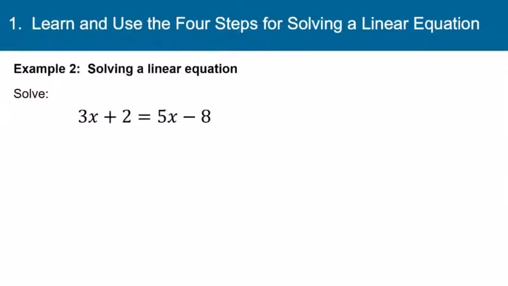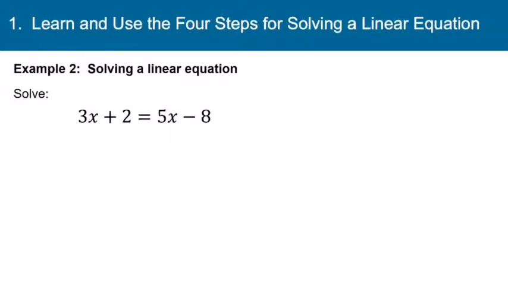Here's example 2, and you can see that this equation is slightly more complicated than the last one because this equation has both variable and constant terms on both sides of the equal mark. But let's still go through our 4-step process. Step 1 is to simplify each side of the equation separately if possible. On the left side, there are no terms that can be combined. On the right side, there are no terms that can be combined.